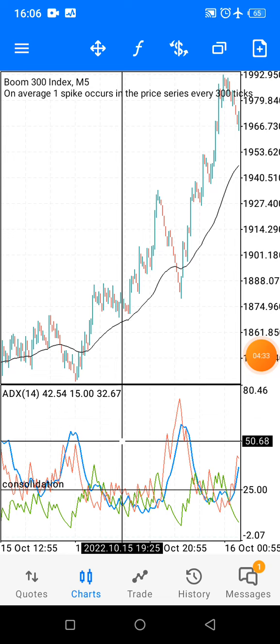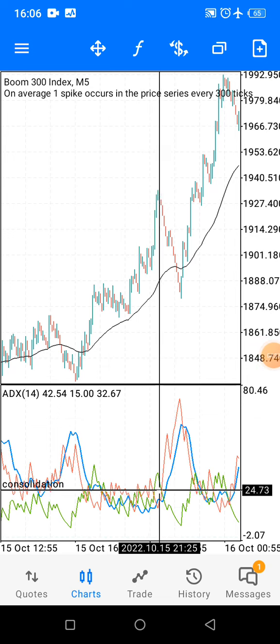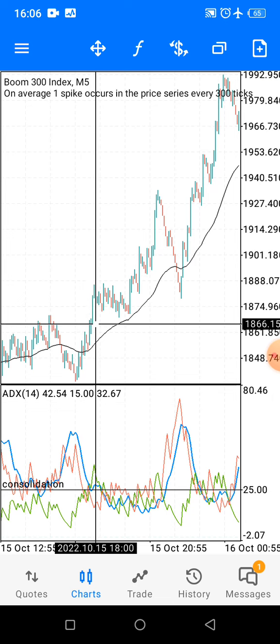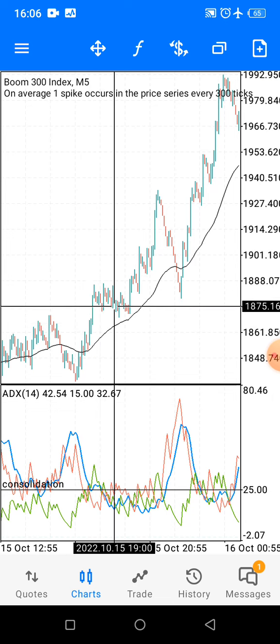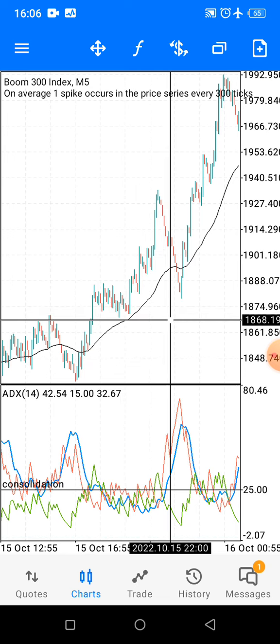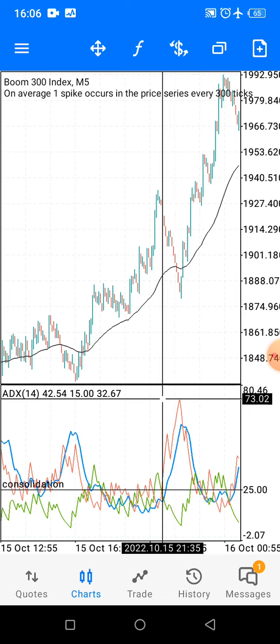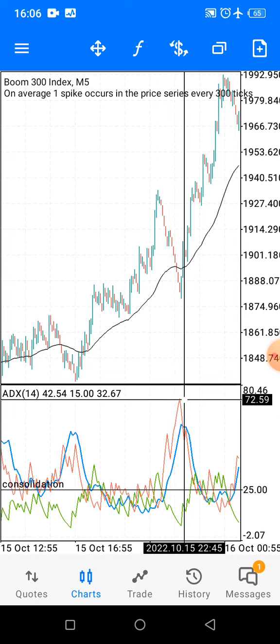The market is consolidating, right? If the blue line is below the level 25 here, the market will be consolidating. As you can see, there's no significant higher high or lower low being created here, right? So until the blue line goes above the level 25, you know that it's a trending market, right?